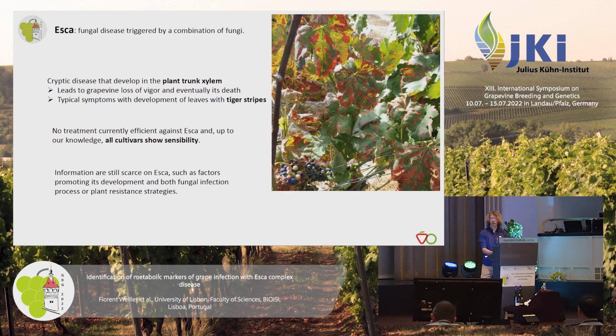It is usually identified thanks to specific symptoms leading to a tiger-stripe aspect on the leaves. But it's not consistent all over the world, as in America it's also known as black measles, as some black dots are observed on the grapes. Unfortunately, we don't have any currently efficient treatment against the disease, and to our knowledge, it was shown that all cultivars are susceptible to the disease.